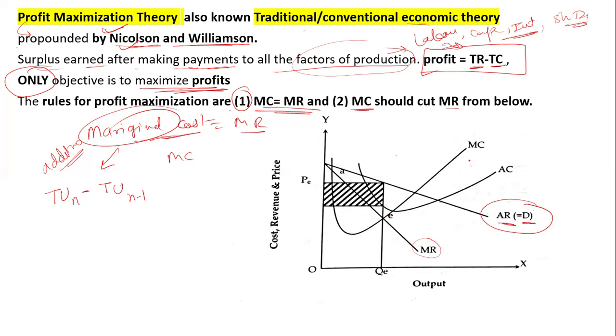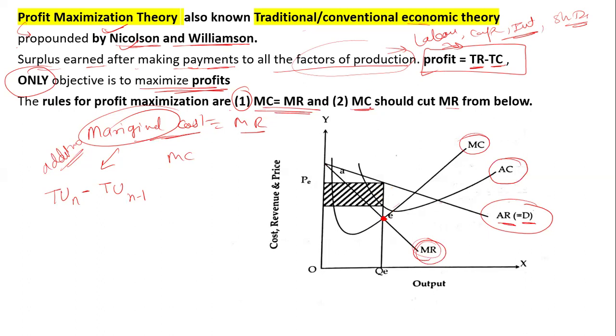Now here you can see this is the marginal cost curve, and this is the average cost. The marginal cost curve should cut the marginal revenue from below. When the marginal cost curve is increasing here and the marginal revenue is going downward, at the point where they cut, the company earns the maximum profit.